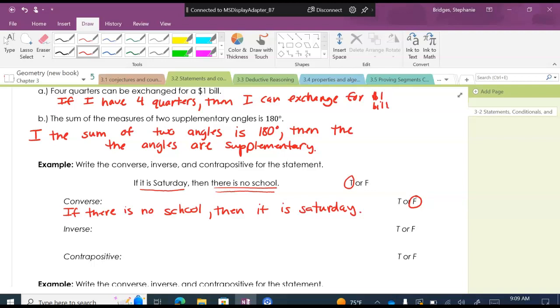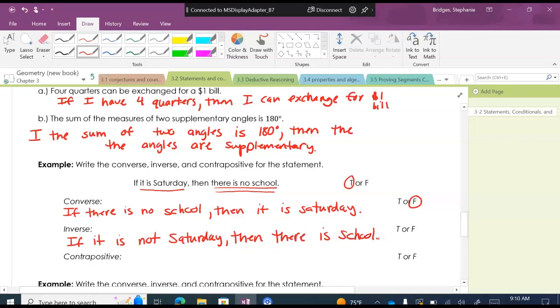So what would the inverse say? If it what? If it is not Saturday, then there is school. Okay, so I just went back to the original statement and negated both of those. Is that true or false? That is also false, yes.